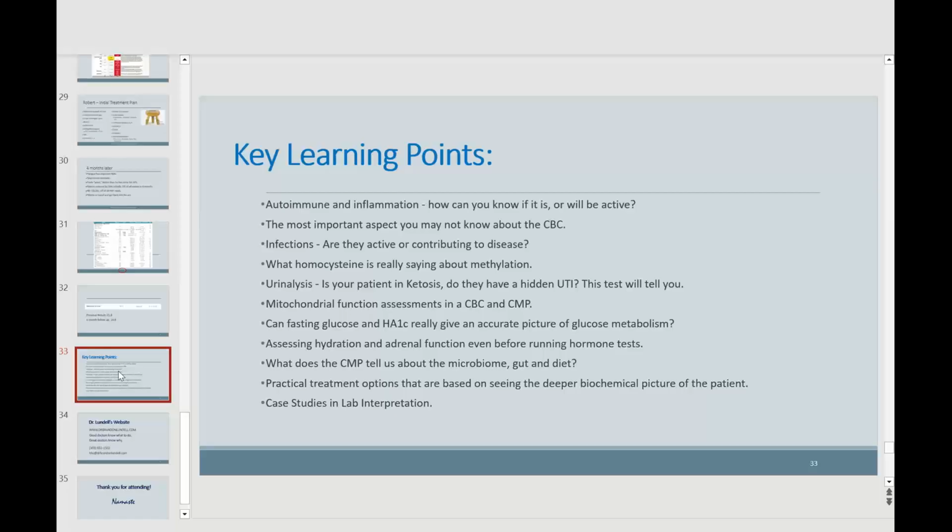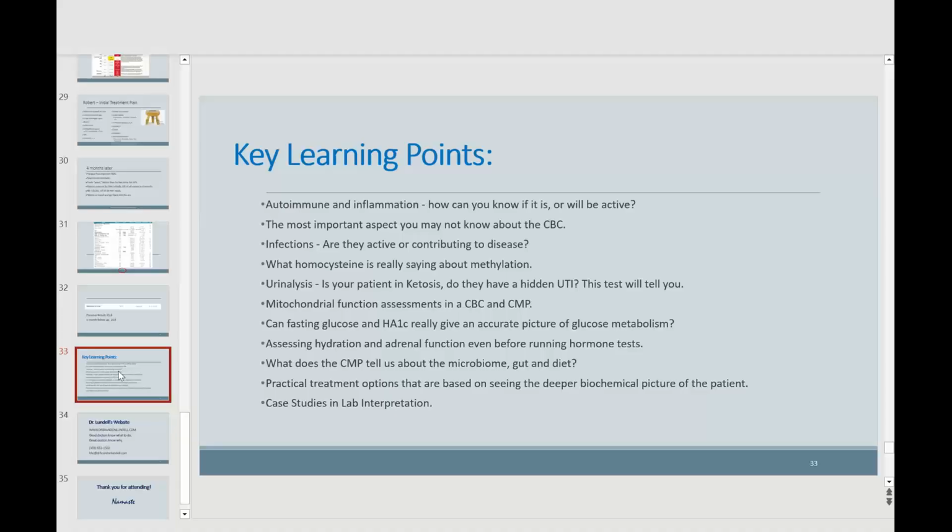Autoimmune and inflammation, how can you know if it is or will be active? Well, you look at things like reverse T3 and CRP. You look at the titer levels of the autoimmune, ANA or rheumatoid factor. These can be elevated for decades before an active disease or symptoms show up. So it's important to treat it before symptoms show up. The most important aspect about CBC is, again, one, dehydration from the hematocrit, and also the MCV being a very good methylation marker.